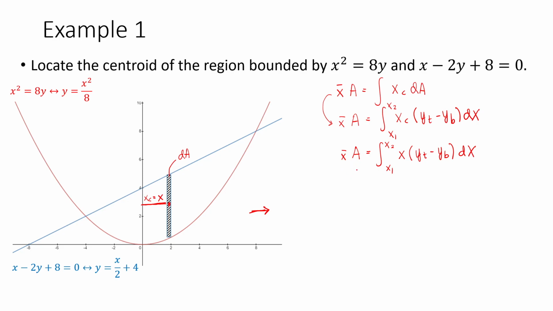So at this point, we are now ready to solve our equation. So bar x, and then the area is 36. From -4 to 8, x, then y top is x over 2 plus 4, then y bottom is x squared over 8, and then dx.